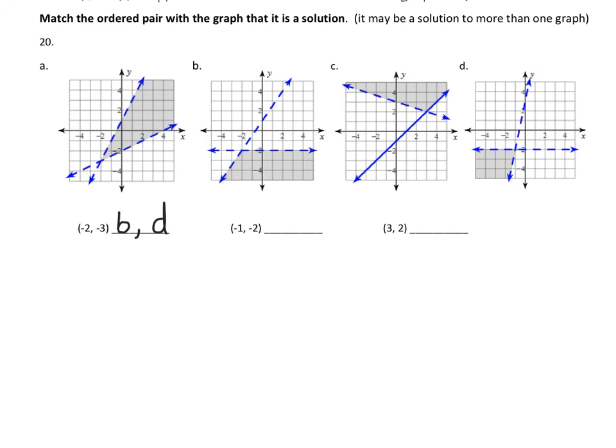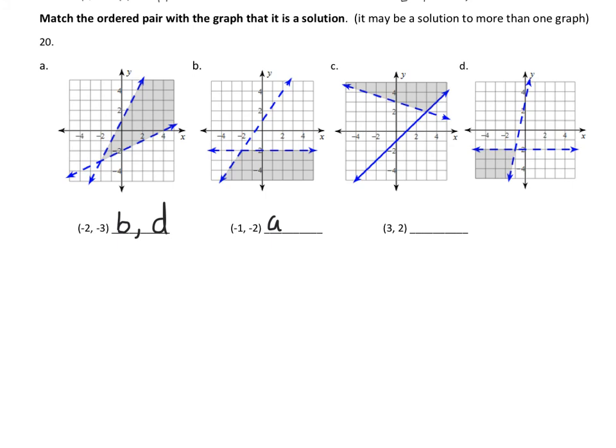The next one, -1, -2. Yes, it is in A. -1, -2 is not in B. That's on the dashed line. -1, -2 is not in C, even though it falls on that solid line. That's not part of the solution set. Remember, the solution set is in the shaded region, and that's not in the shaded region.